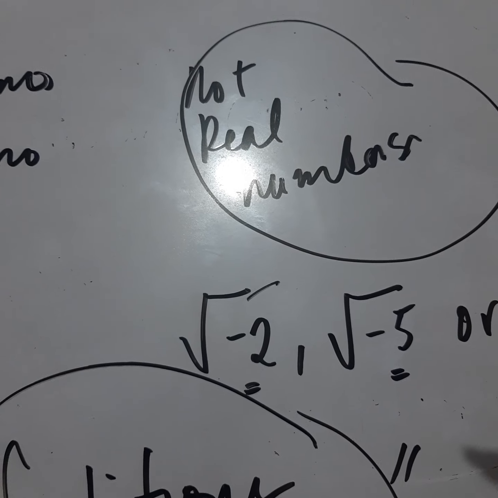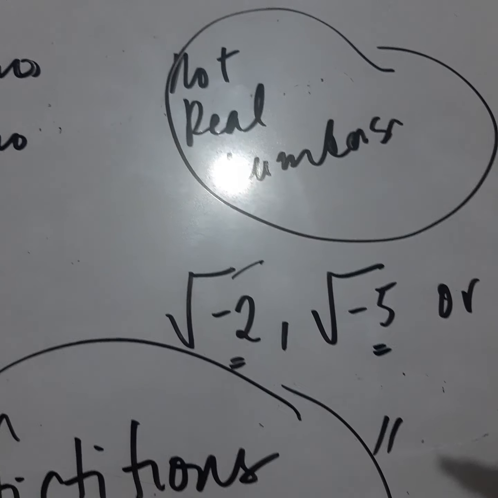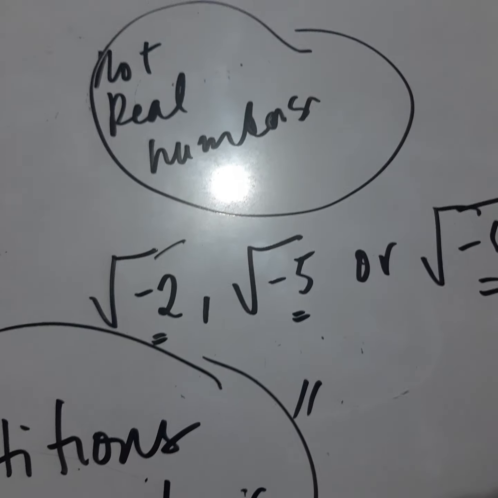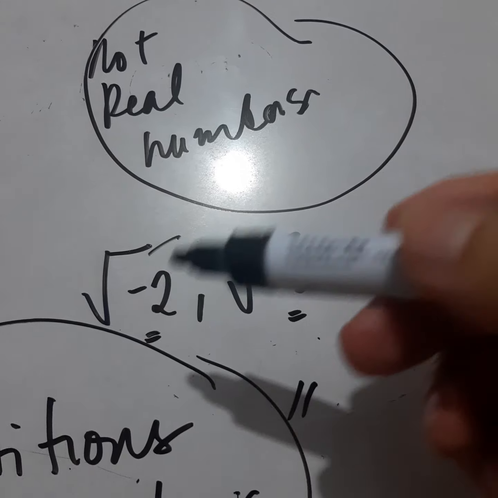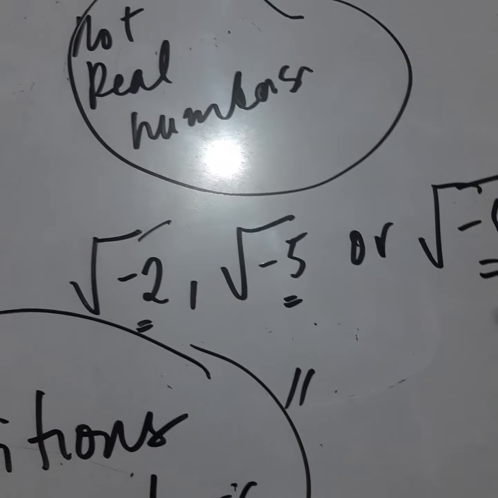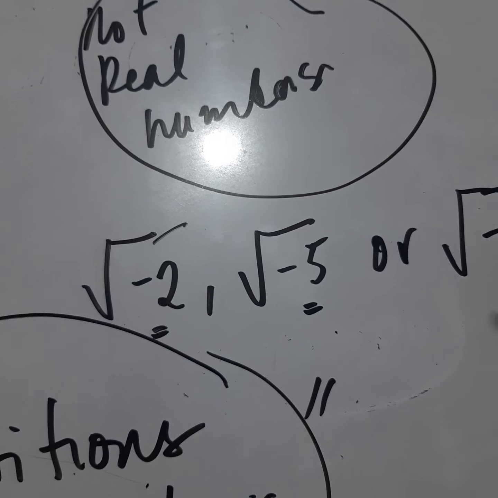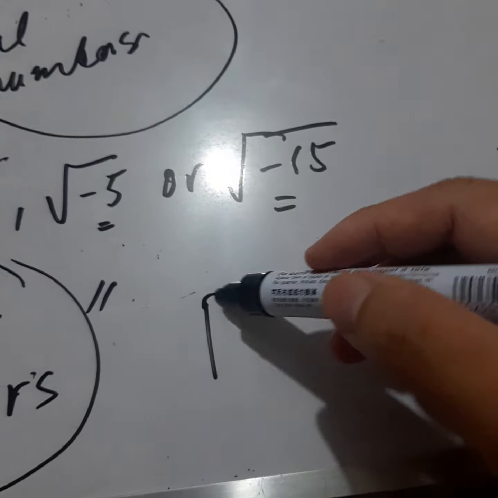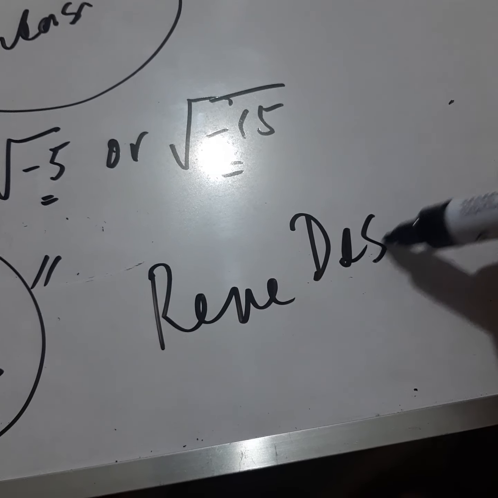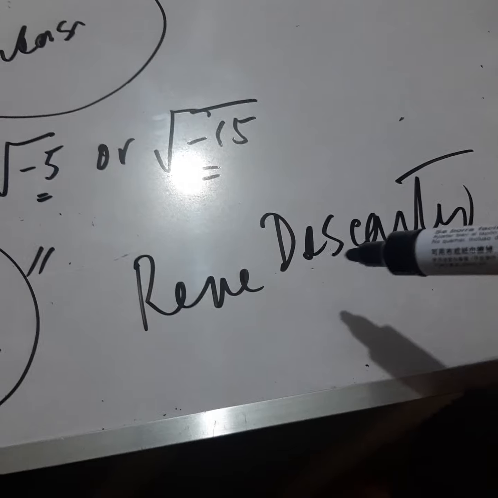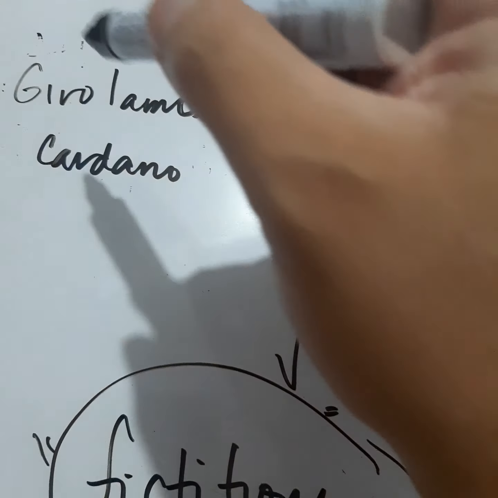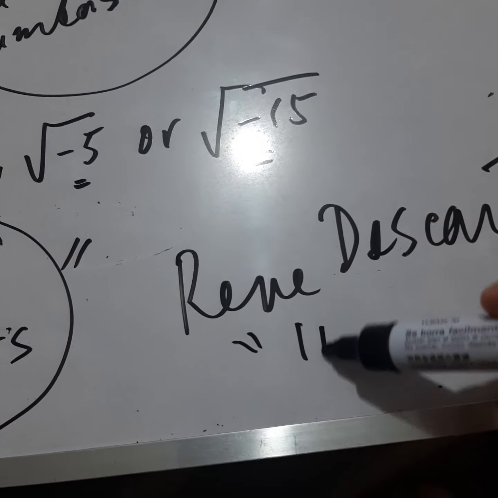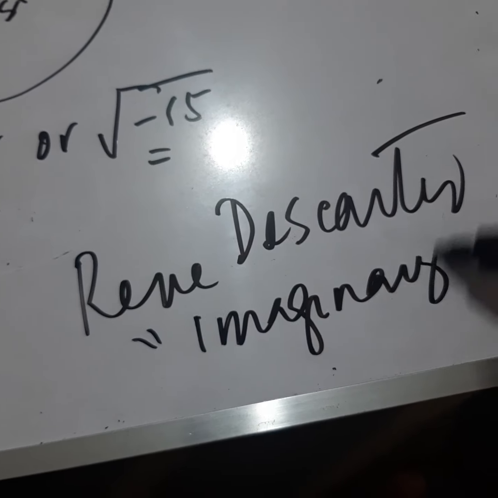Kasi, wala namang real numbers na equal sa -2. If for example, square root of -2, wala namang equal sa -2 pag sinimplify natin siya. Pero ang sabi naman ni René Descartes, which supports the statement of Cardano, ang tawag niya sa fictitious numbers, tinawag niya tong imaginary numbers.